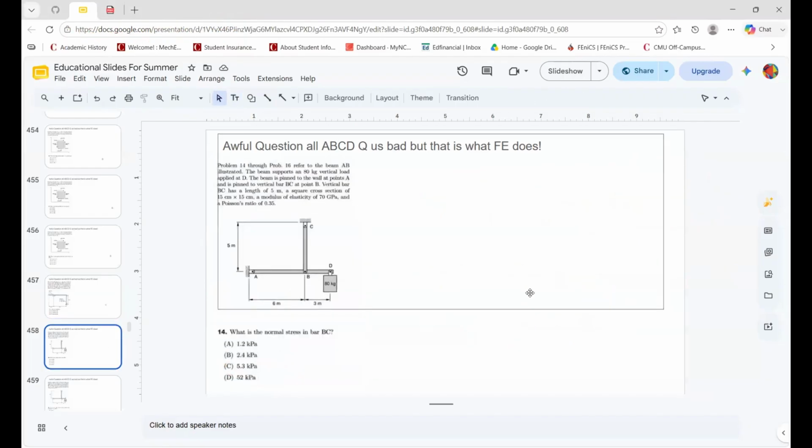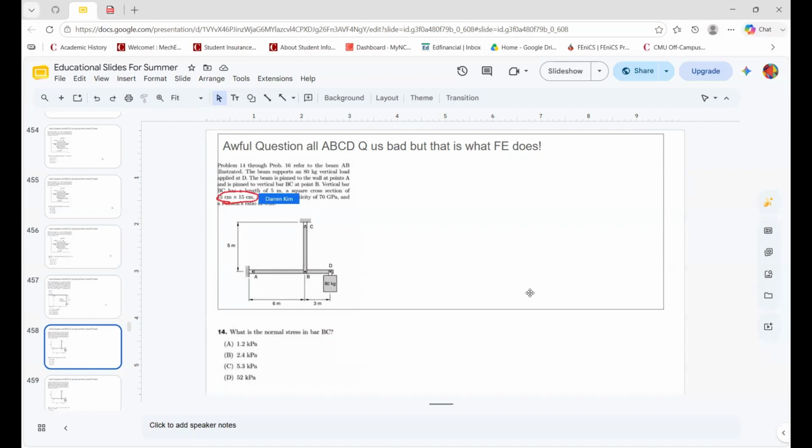Next question. Problem 4 to 5, 16 refers to the following AB illustration. The beam supports an 80 kilogram vertical load applied to D. The beam is pinned to the wall at point A and is pinned to a vertical bar BC at point B. Vertical bar BC has a length of 5 and a square cross-sectional area of 15.